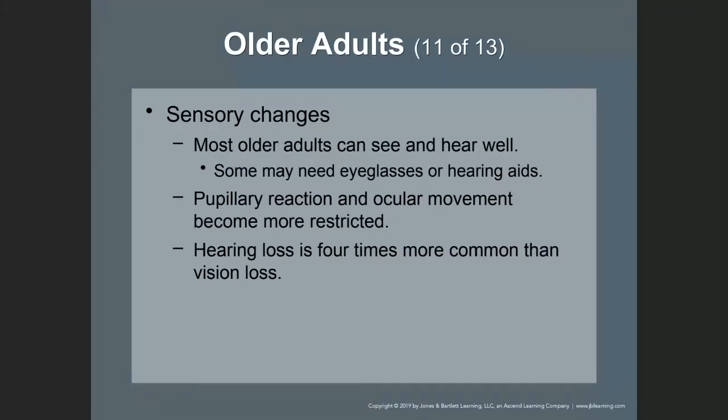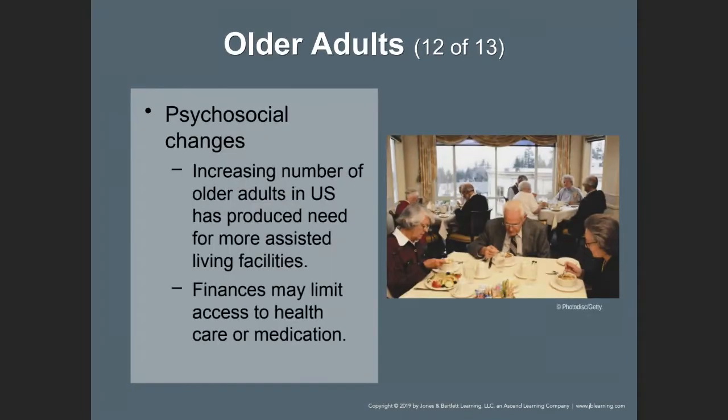Sensory changes. Most older adults can see and hear well. Some may need eyeglasses or hearing aids. Pupillary reaction and ocular movement become more restricted. Hearing loss is 4 times more common than vision loss.